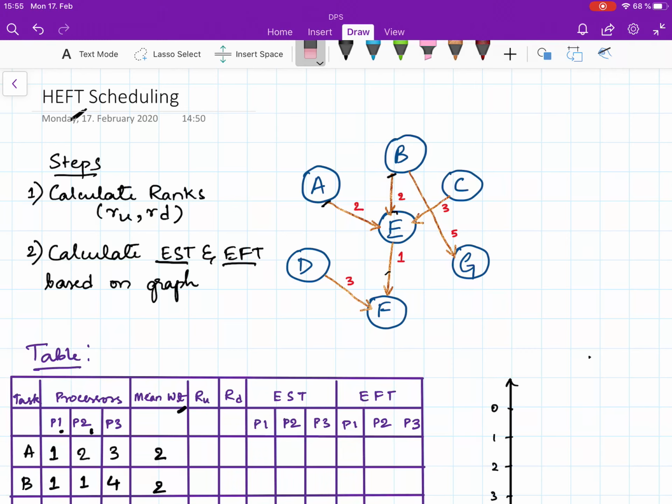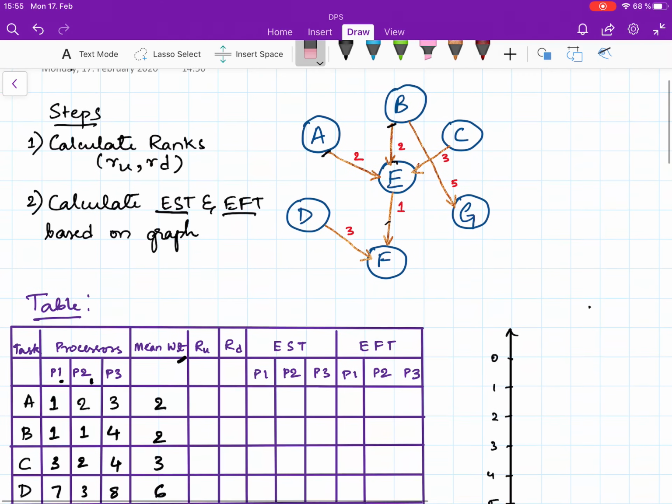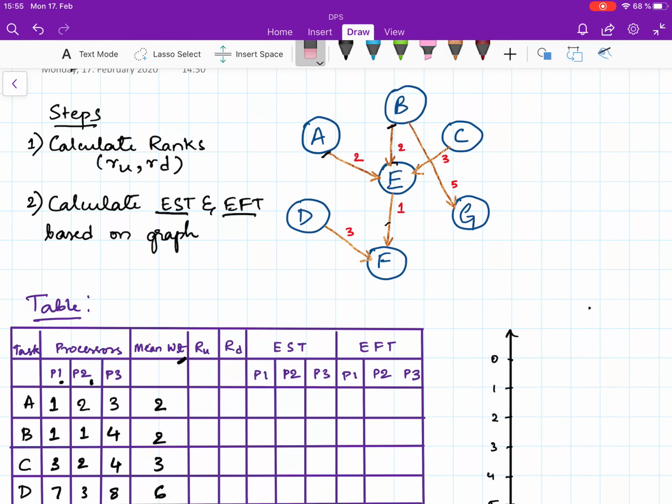Hi everyone, so today we'll solve a problem using HEFT scheduling. In the end, you'll be able to schedule the given tasks to the different processors which are given. So let us take a simple example as shown in the figure on the right hand side, and let us try to solve this using HEFT.